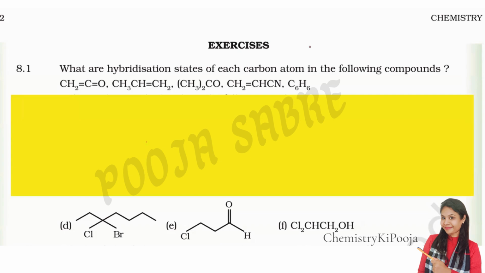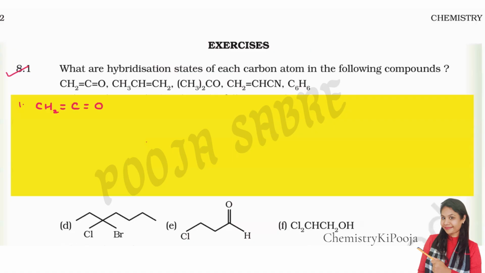The question is, what is the hybridization state of each carbon atom in the following compound? Now let us quickly have a look at the question. The first one is CH2=C=O. I'll write this down again: CH2=C=O.